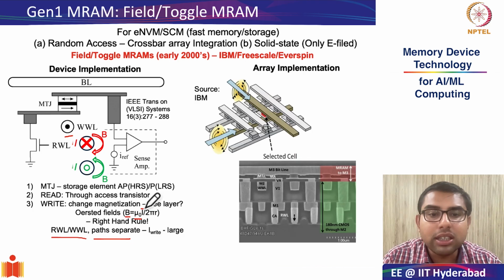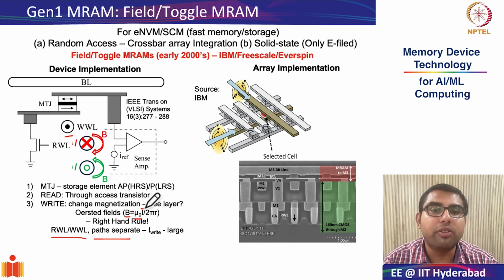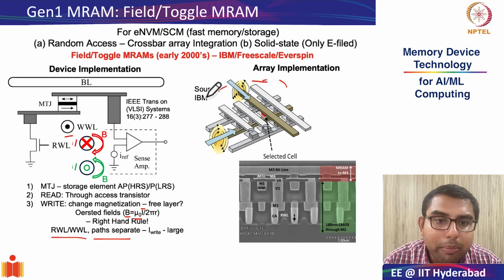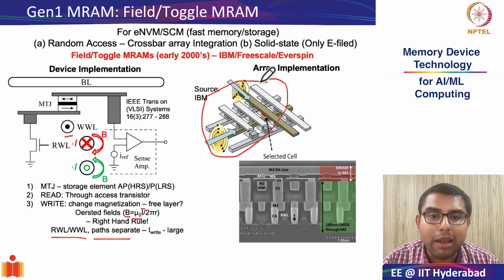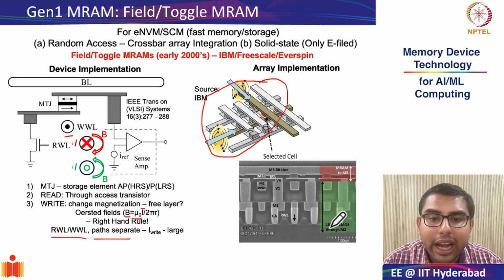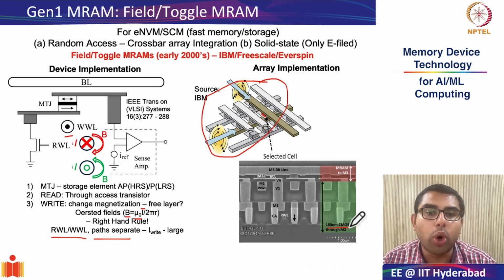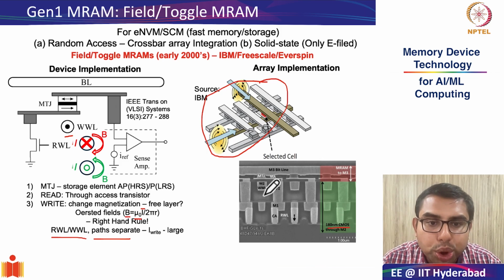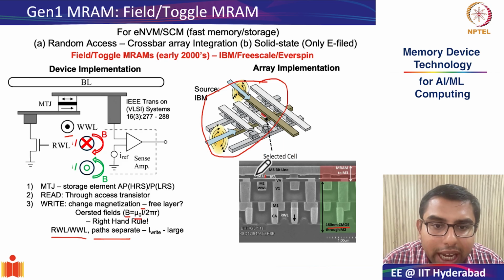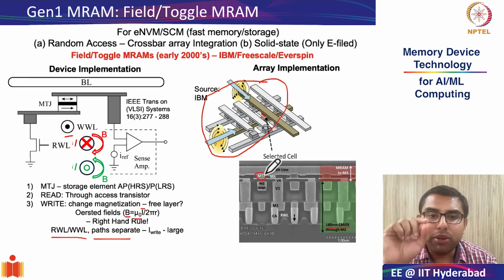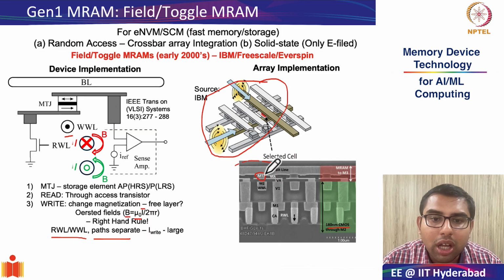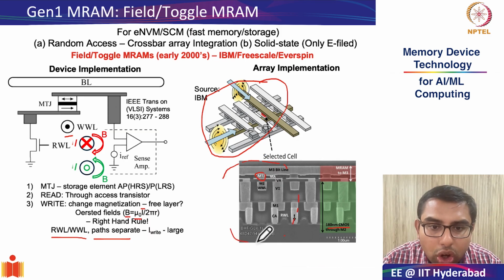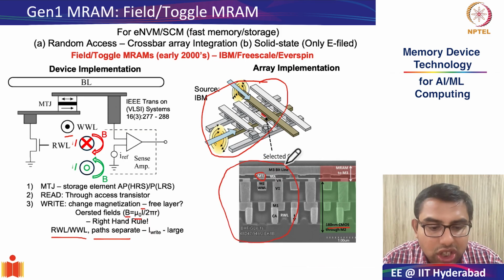Okay, so with this, let's look at the array level implementation of these devices. So here is the schematic of the array level implementation, and here is a cross-sectional SEM image which is done at the 180 nanometer CMOS node. It is very revealing to show that this is the tiny MTJ. The MTJ area is actually very small. The rest of the area is occupied by your access transistor.